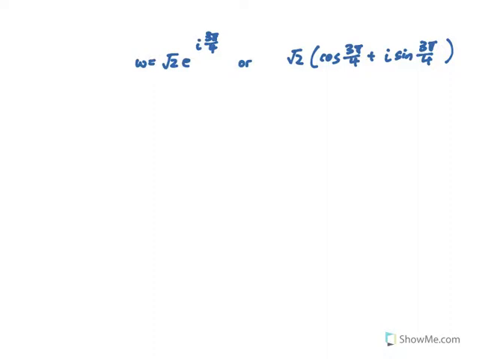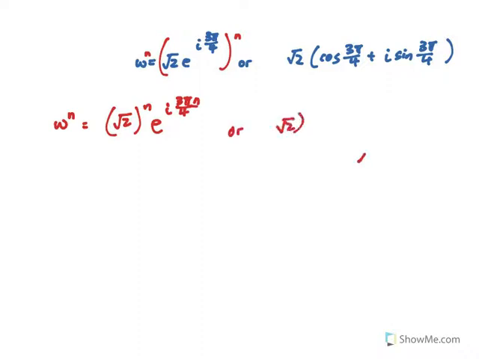So w to the n, basically, it's just to take this to the power n, right? And you can see that it's just the square root of 2 to the power n, e to the power of i 3 pi over 4 n. Or we can say this is the same as the square root of 2 to the n. And I hope you still remember that this is the new argument of w to the n. We are actually at cosine 3n pi over 4 plus i sine 3n pi over 4.